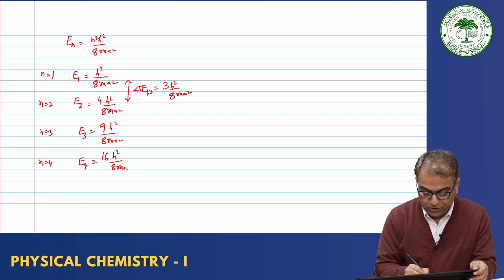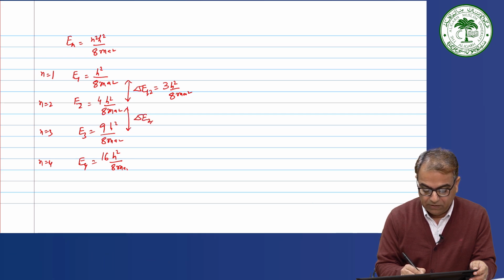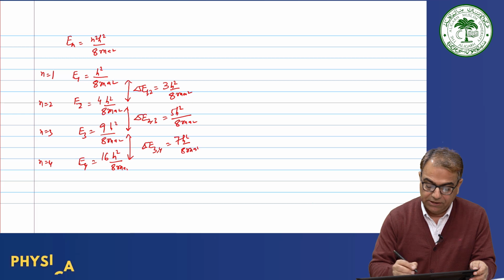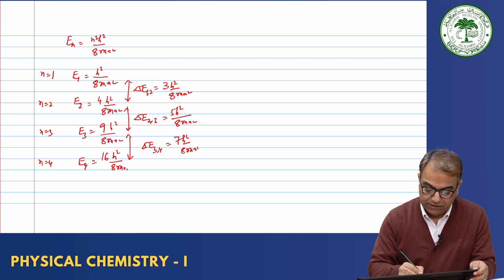In between 2 and 3, delta E 2 3 is equal to 5h square divided by 8 ma square. In between 3 and 4 is equal to 7h square divided by 8 ma square. So what you observe is that in each case, here you have 3, here you have 5, here you have 7.